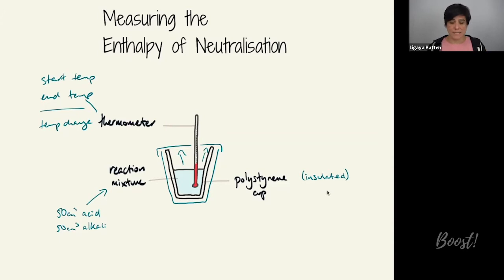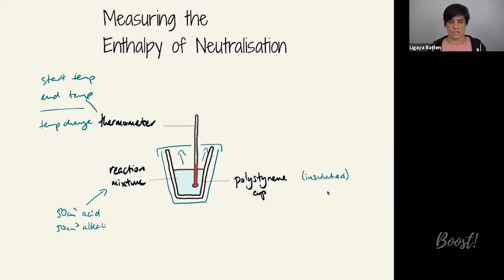So this is the basic setup. We need to have a thermometer to measure the start and end temperature. That will give us our overall temperature change. We want to know how much of the reaction mixture we put into the reaction, and obviously for a neutralisation reaction, that's going to tell us how much acid and how much alkali we have. That will allow us to know how many moles of water are being formed, and therefore we will later on be able to work out our enthalpy change per mole of water, which is our enthalpy change of neutralisation.